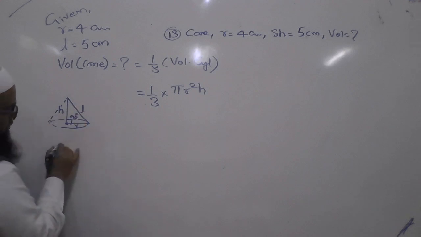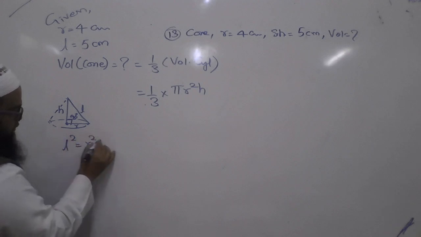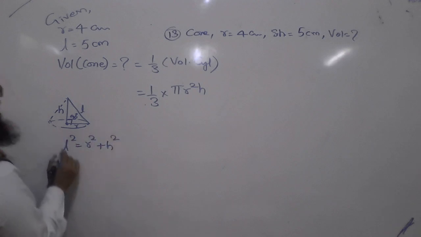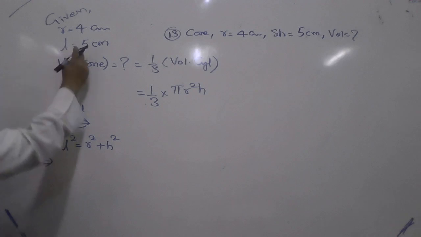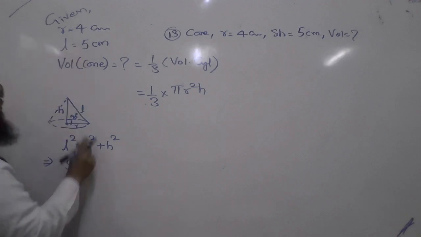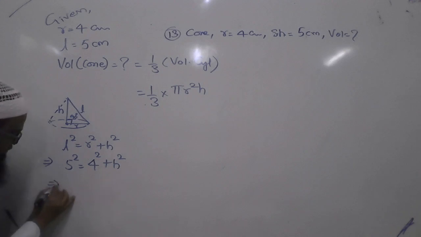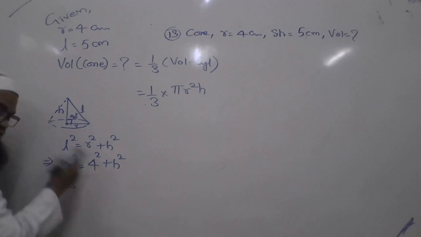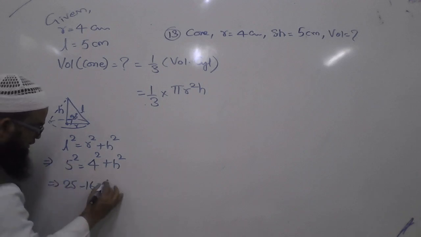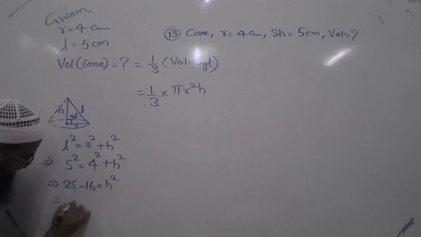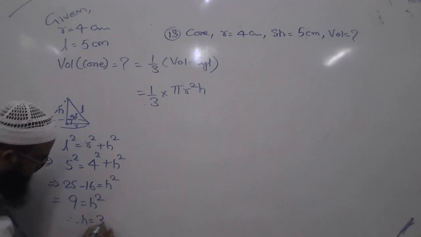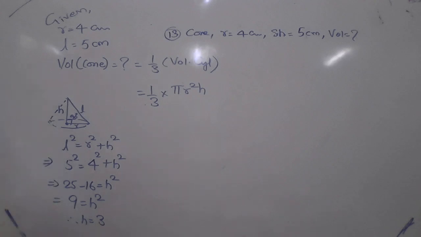So using Pythagoras theorem, L square is equal to r square plus h square. So we know L. L is what? 5 square is equal to, what is r? 4 square plus h square. So 5 square is 25. 4 square when I transpose it is minus 16 is equal to h square. 25 minus 16 is 9. 9 is equal to h square. That implies h is equal to 3. Actually, square root of 9 is plus or minus 3. But will height be minus 3? It cannot be. Therefore, h is equal to 3.